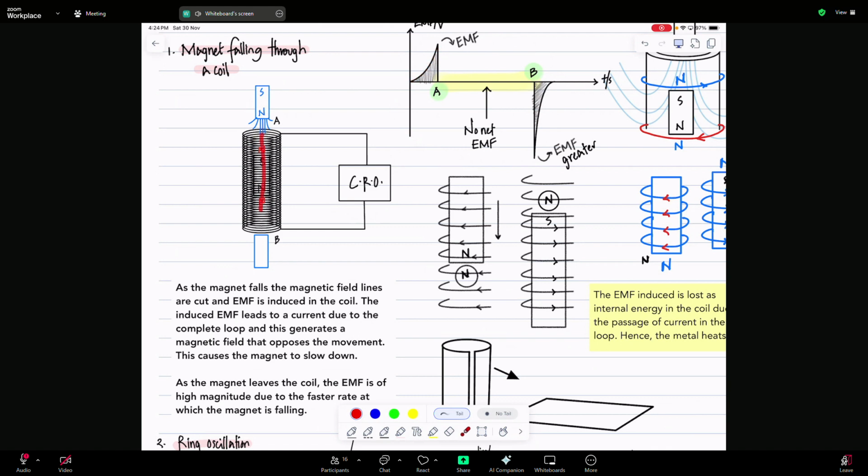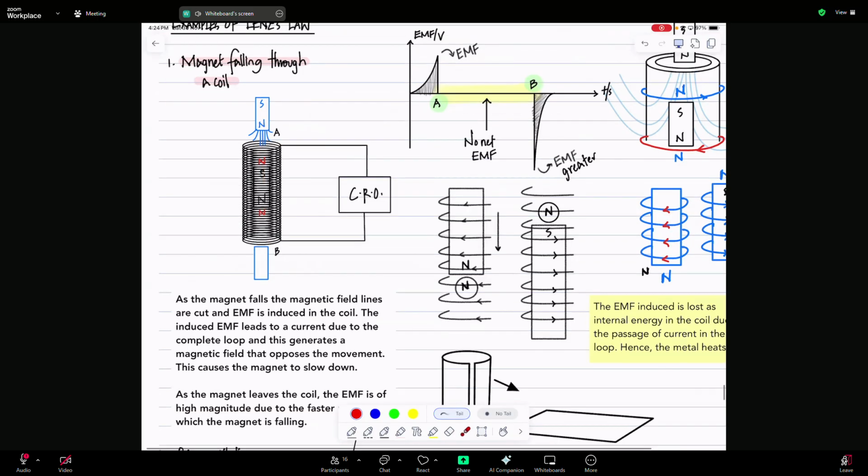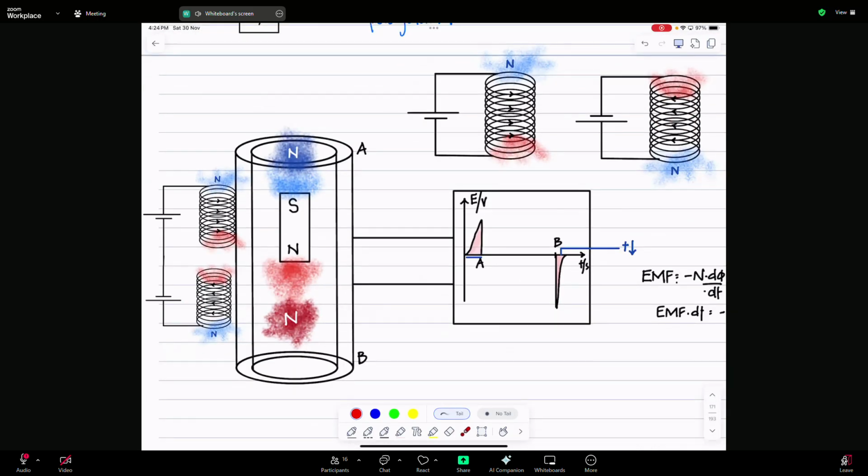Once you enter the coil, something interesting happens. As you enter the coil, the north has been cut on this side, the south has been cut on that side. EMF is induced, a current is generated. But because of Lenz's law, as the north tries to move this way, to oppose the motion, what do you have here? A north pole. But as the south is trying to move away and you want to oppose that, what do you have here?